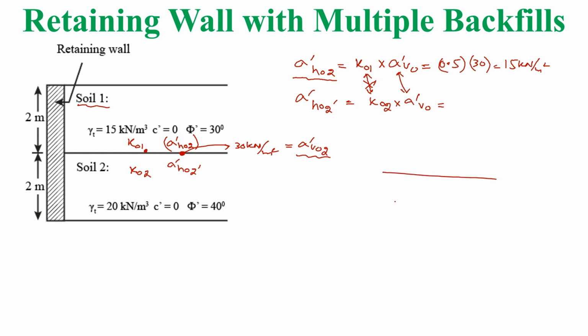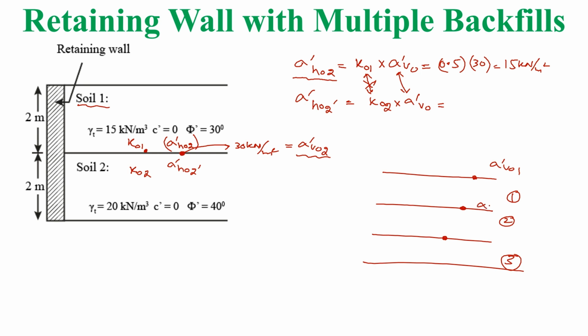If we are moving with three soils, soil 1, soil 2 and soil 3, and we are at this point, how will we calculate it? At this point, it will be sigma dash V naught 1, sigma dash V naught 2, sigma dash V naught 3. At this point, we will have two stresses, sigma dash H naught 2 and sigma dash H naught 2 prime. At this point, we will have two stresses, sigma dash H naught 3 and sigma dash H naught 3 prime. To calculate these two stresses, we will use the K naught values of these layers.